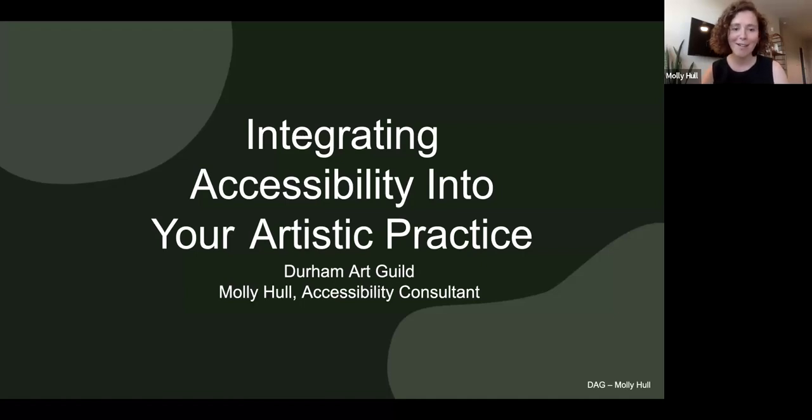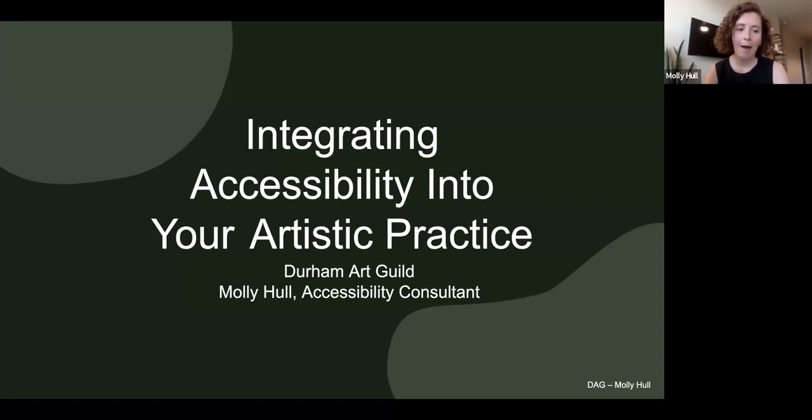My name is Molly Hull, and I am the Accessibility and Inclusion Coordinator at the North Carolina Museum of Art and an independent accessibility consultant. Before assuming these roles, I was gallery director and adjunct art history professor at Meredith College. I am a white woman in my 30s with curly brown hair, and I am wearing a black sleeveless shirt. And I am in my home office this evening, zooming in.